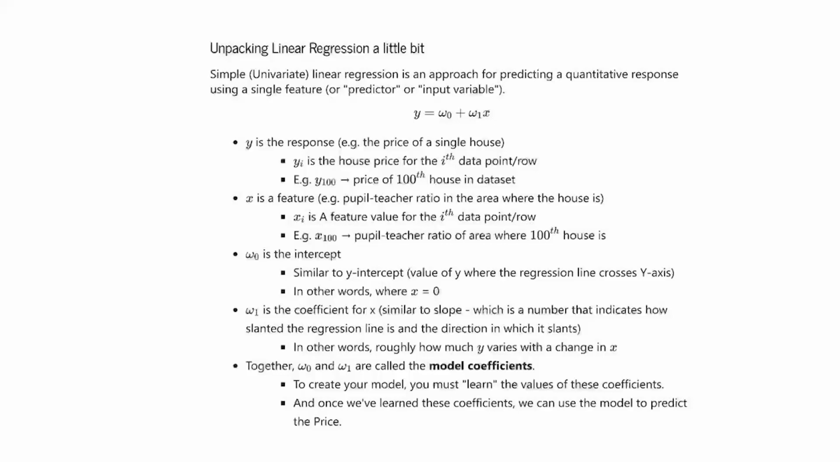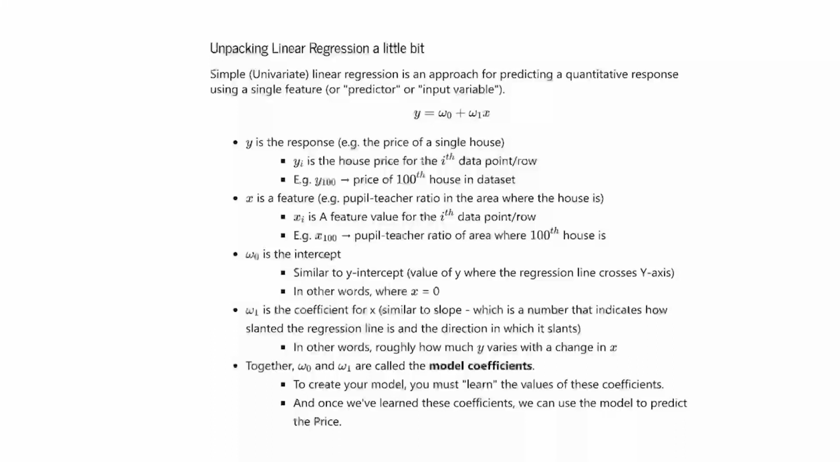Now x is our feature, right? It can be any feature from our dataset. For example, the pupil teacher ratio in the area where the house is. So x of 100 will represent the value of pupil teacher ratio of the 100th house. Omega 0 is the intercept as we discussed before. So when our feature x is 0, what is the value of our house?